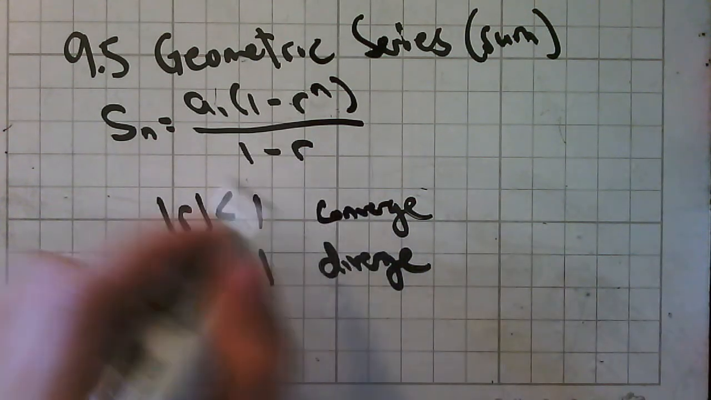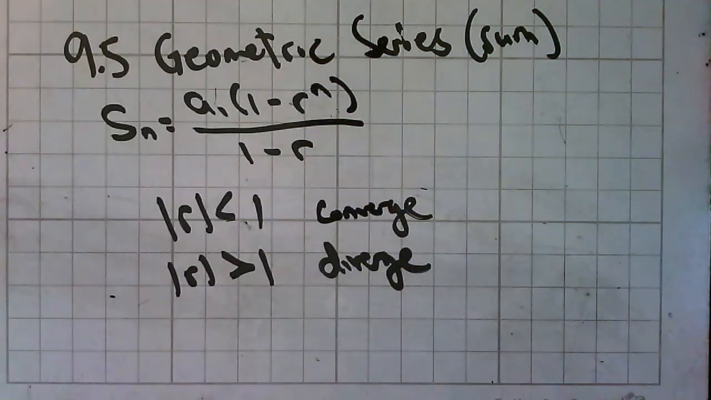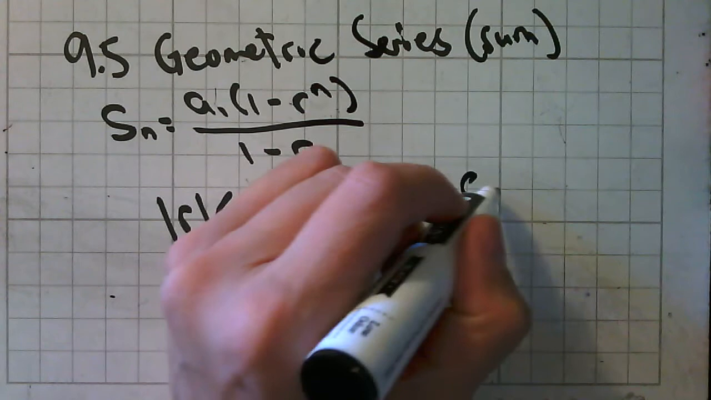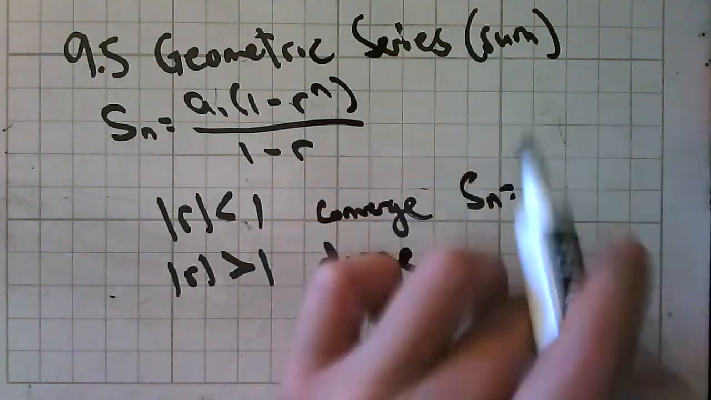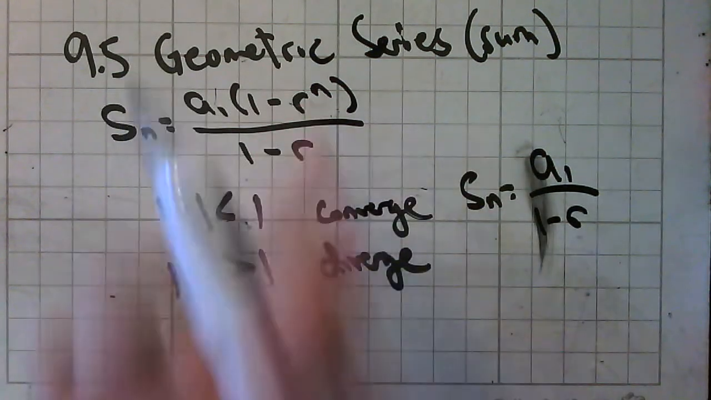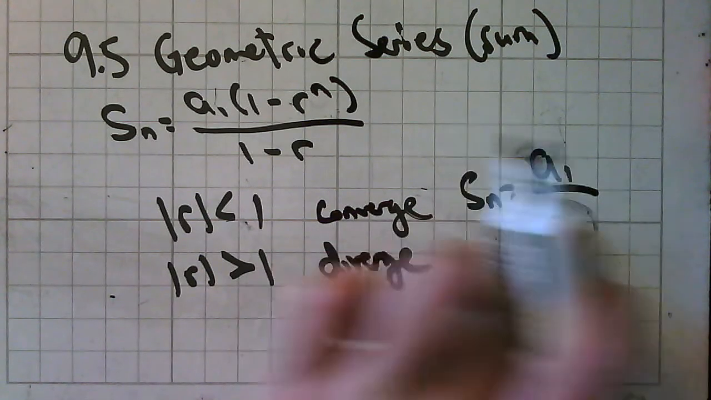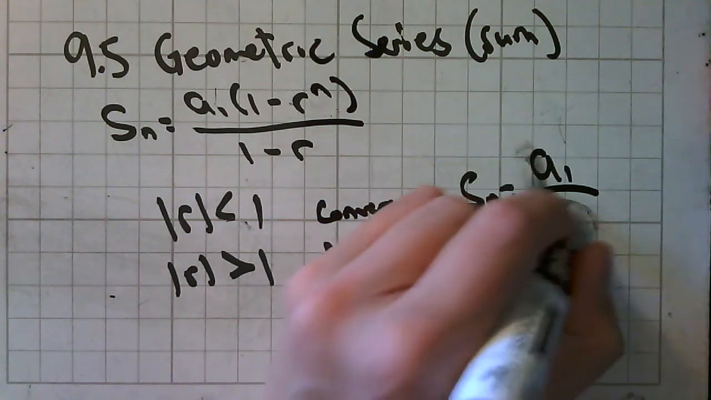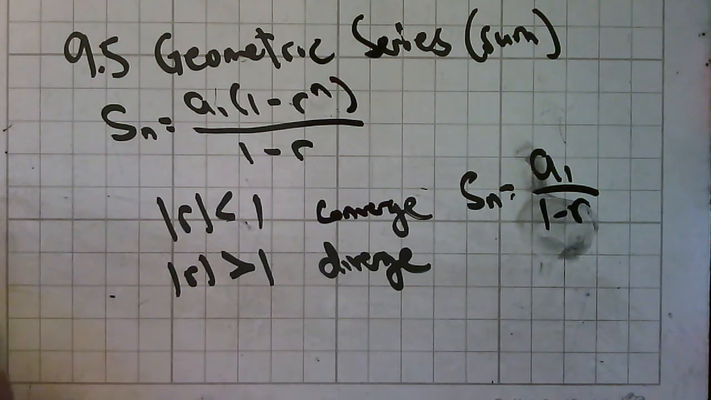So when you converge, this r to the n ends up becoming 0. So then your formula just becomes this as you go to infinity: a1 over 1 minus r. So the r to the n goes away. It's pretty sloppy. Okay, all right, let's solve some.